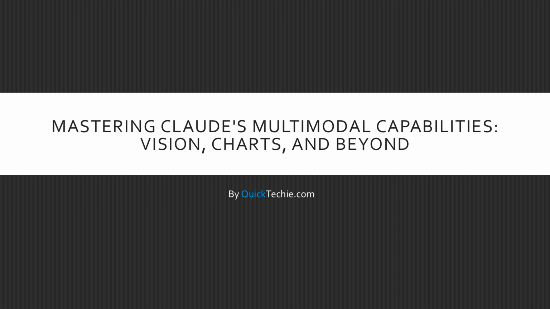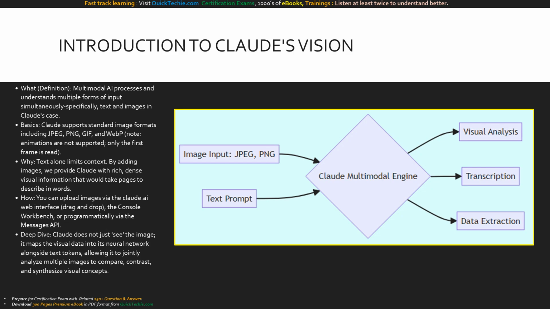Welcome, everyone. Today we are exploring a game-changing aspect of modern AI, Claude's multimodal capabilities. We're going to learn how to seamlessly blend text and images to unlock powerful transcription, visual brainstorming, and complex chart analysis. Let's get started. Let's start with the big picture.